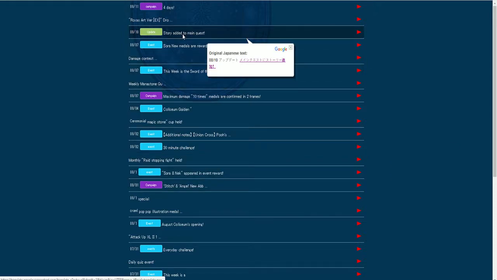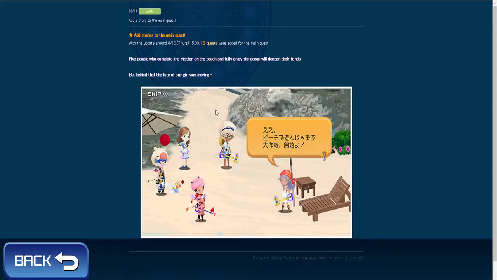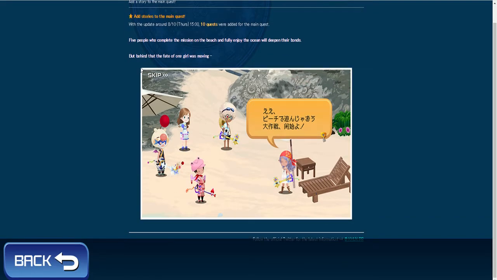There's actually 10 new story quests being added. And the tagline for this is, for the 5 people who complete the mission on the beach and fully enjoy the ocean will deepen their bonds. But behind that, the fate of one girl was moving. So pretty much that's the basis of this.